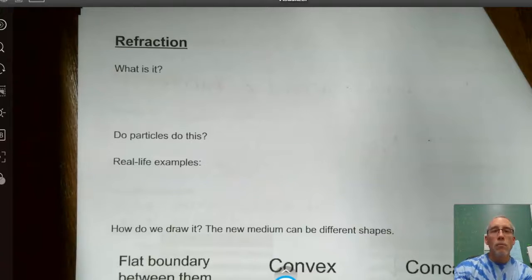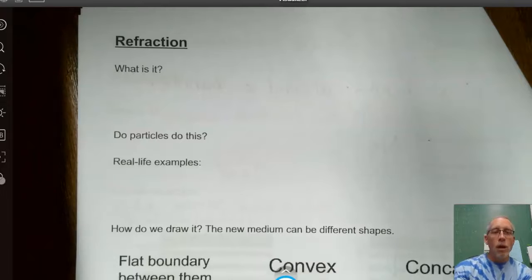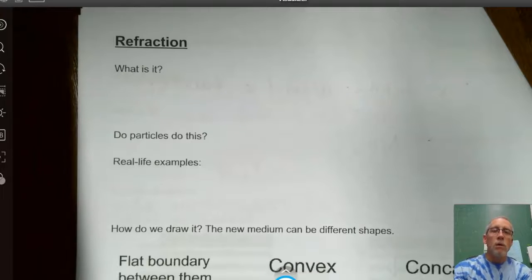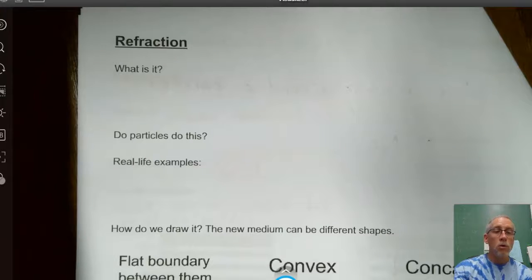So I'm going to claim that refraction is probably the one that's most common and relevant to your life, although you probably aren't aware of it. So I'll describe that here in a second. And like I've done on the other ones, I'd like to show you what refraction looks like first on my little virtual simulation of the ripple tank. And that will help us to better understand when I describe what it is and show you how to draw it. Okay, so let's take a look at the virtual ripple tank for refraction.